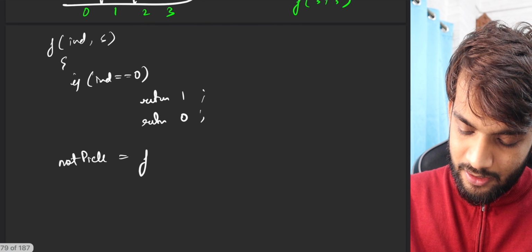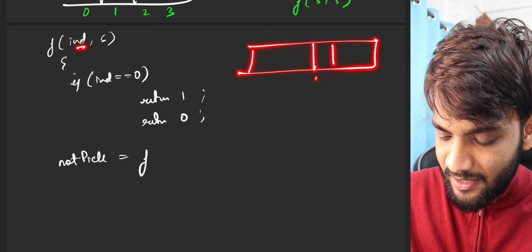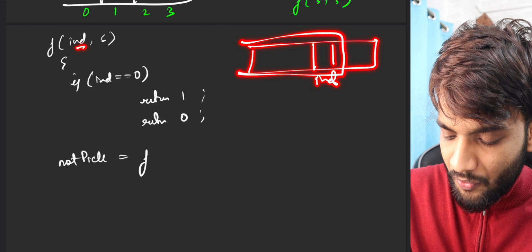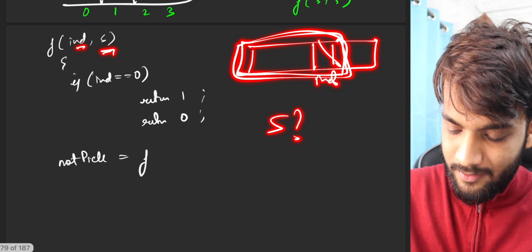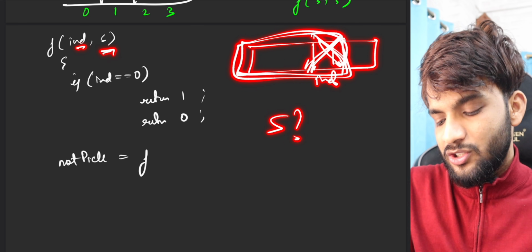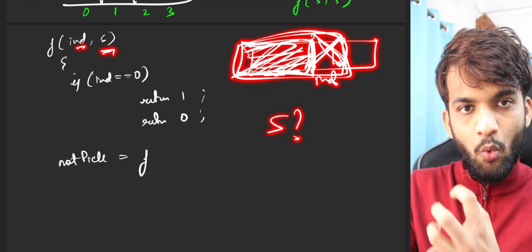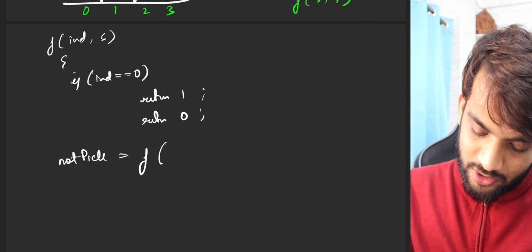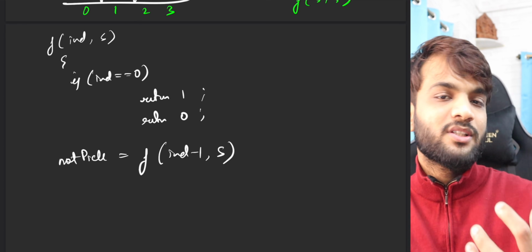So basically, if this is the array, and I'm at this index, I'm asking: on this array, can I get this sum? So I'm saying let's not pick this. I'll not pick this guy. So the remaining portion of the array is this much. So I'll go one lesser with the same sum, because I have not picked that into the subset.